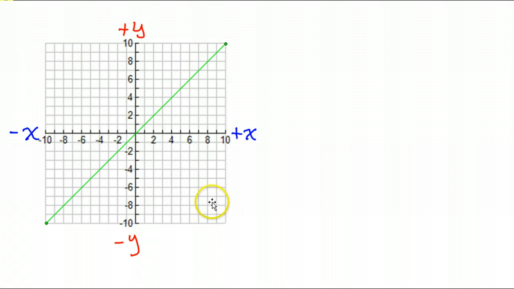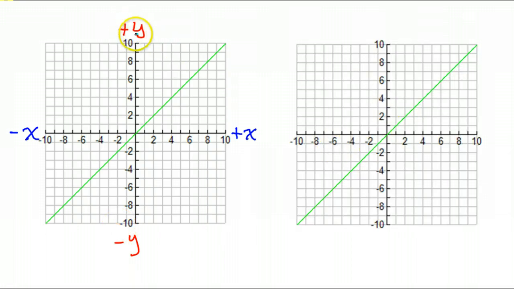Okay, that's how you do an inverse. So that means the x's and y's trade places, but the positive x and the positive y would trade places, and the negative x and the negative y would trade places.